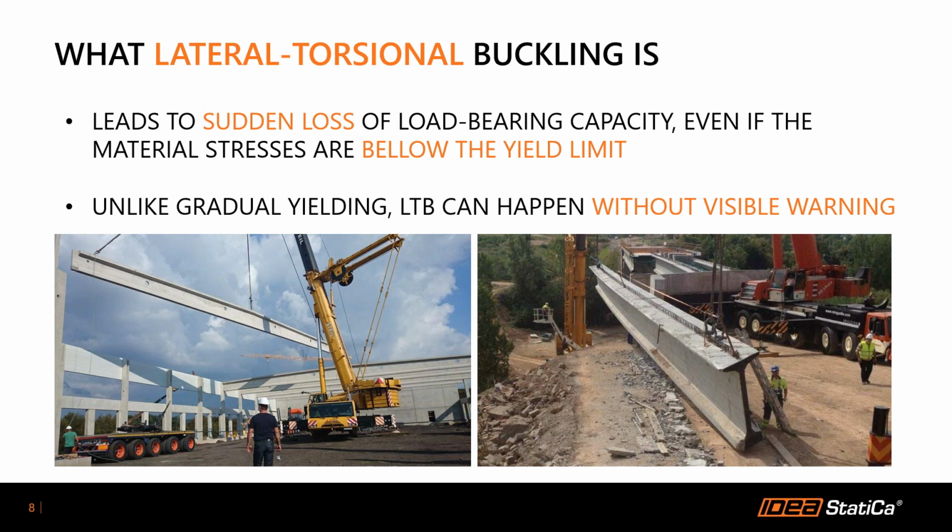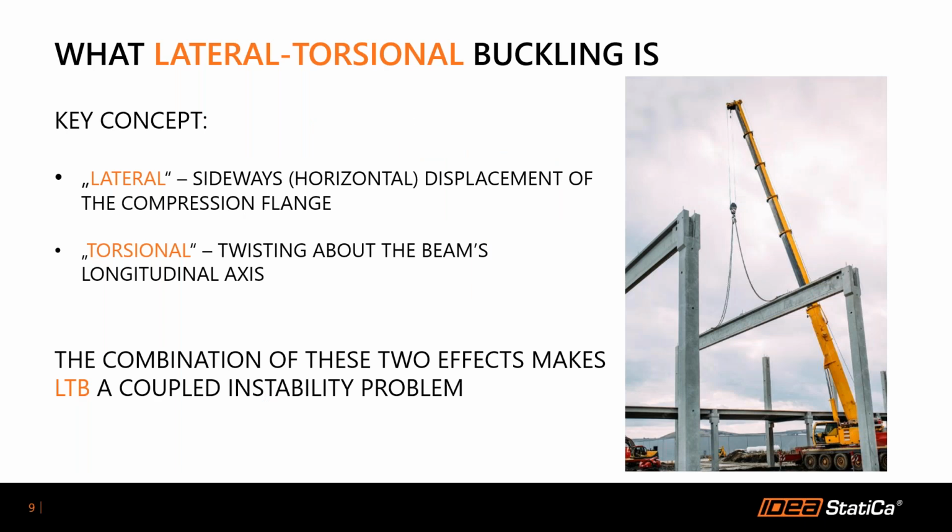Unlike gradual yielding, lateral torsional buckling can happen without any visible warning beforehand. The word lateral means sideways or horizontal displacement of the compression flange, while torsional means twisting about the beam's longitudinal axis. The combination of these two effects makes LTB a coupled instability problem.